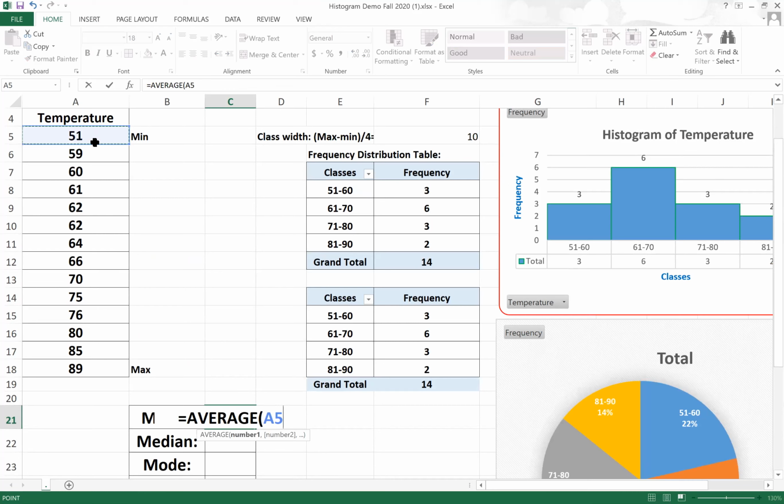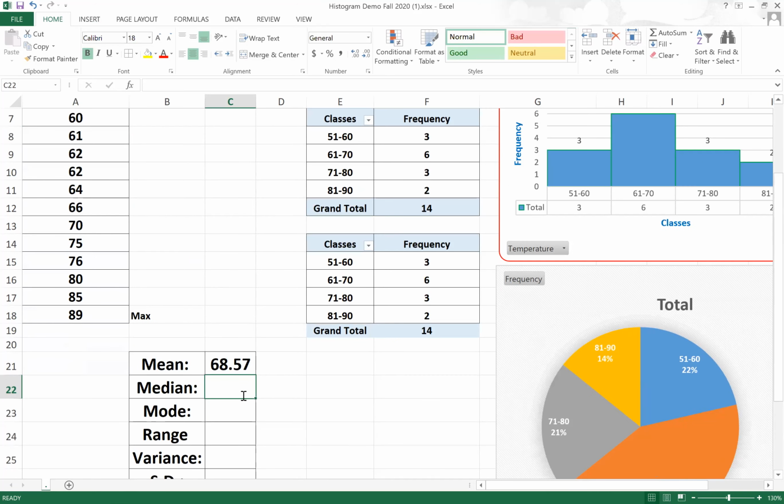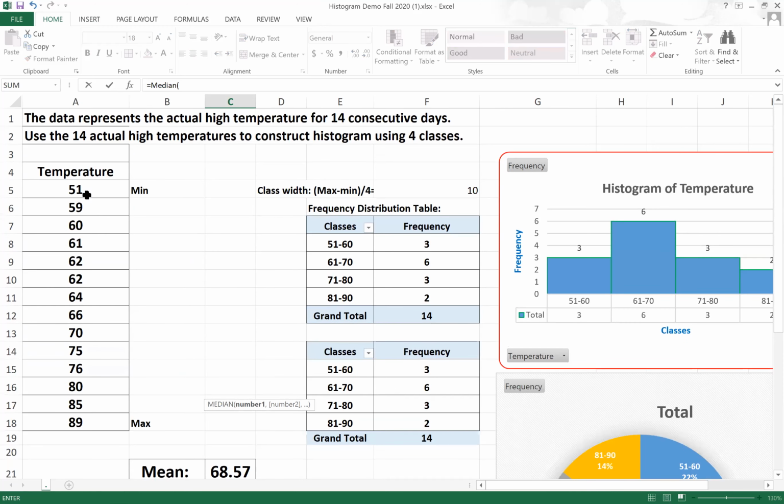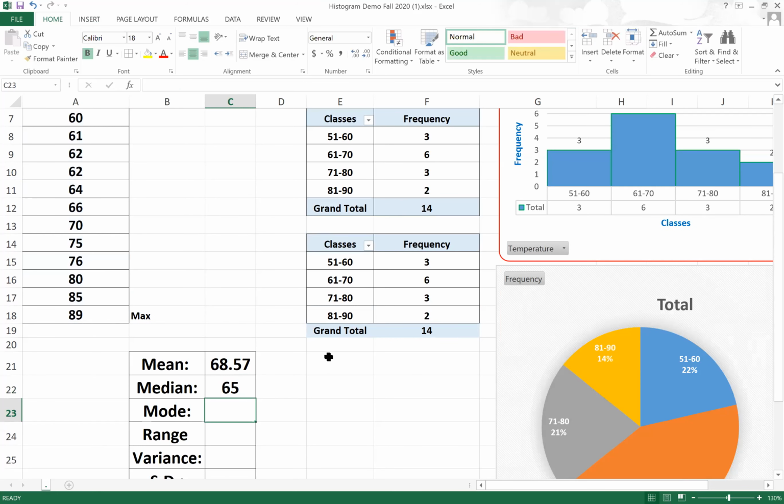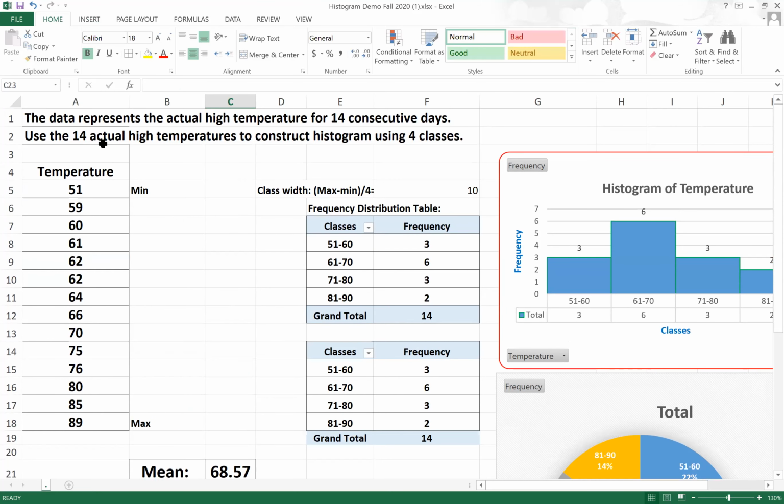So you highlight the entire data set, every single data value in your data set, and close it, right? And then you get a mean. So 68.57, that's the mean. Median, you can also calculate the median here, right? Just type in median, then highlight the entire data set, A5 to A18, then close parentheses, then you calculate the median.